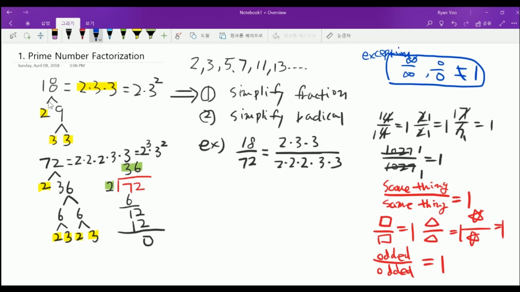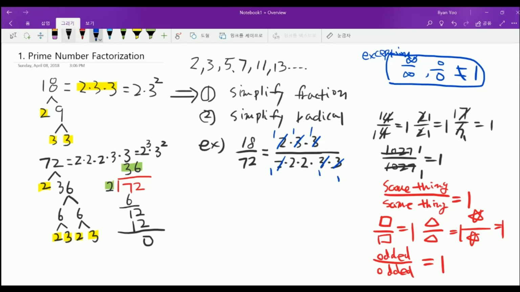So we already written down 18 is 2 times 3 times 3. 72 is 2 times 2 times 2, 3 times 3. We got it from the prime number factorization. Only thing that you can do is cancel it out. Same thing over same thing become 1. And 3, 3 become 1. And 3, 3 become 1. So all you have is numerator 1, 1, 1. And that's a 1, 1, 1.